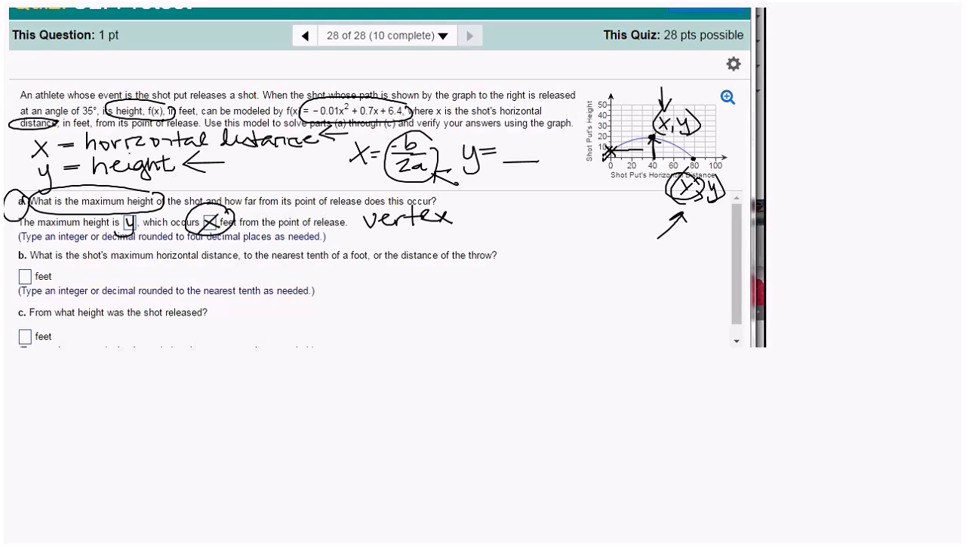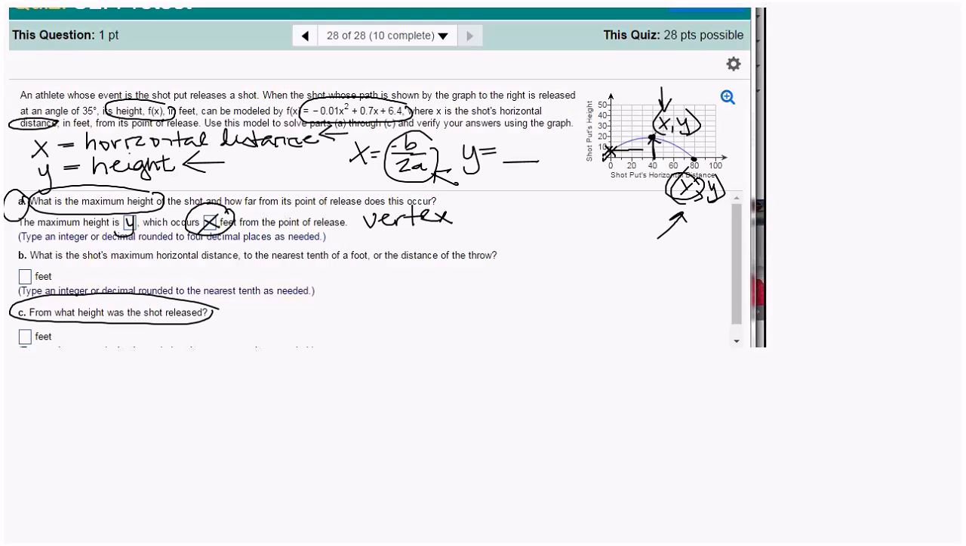So you can see how the x-intercepts can give you information about the situation, and in this case, one of the x-intercepts is actually when the ball hits the ground. So if you solve for it, you can find out again the horizontal distance from the release point. And lastly, from what height the shot was released.